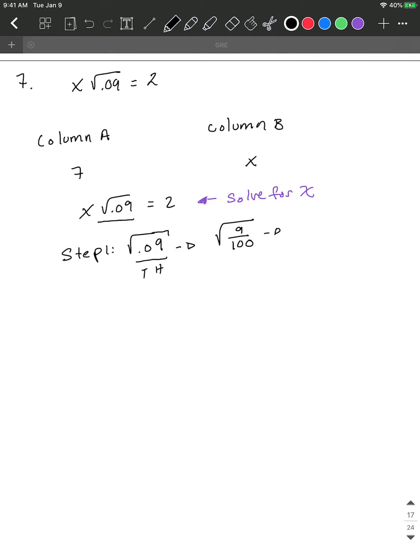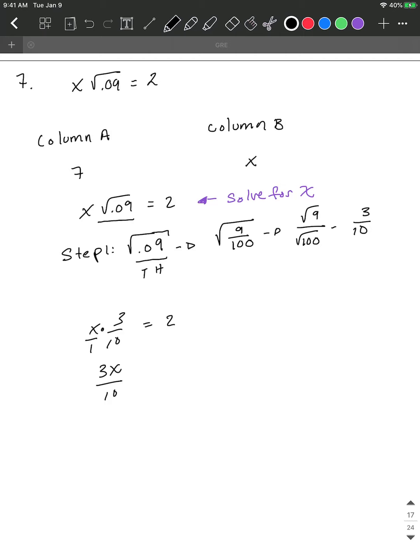Now, using square root properties, we can divide this into multiple pieces: the square root of 9 divided by the square root of 100. From here, this would be 3 over 10. So what we can say now is that x times 3/10, essentially multiplying, is equal to 2. Or the way I like to write it is 3x over 10, because they're essentially just multiplying one another.